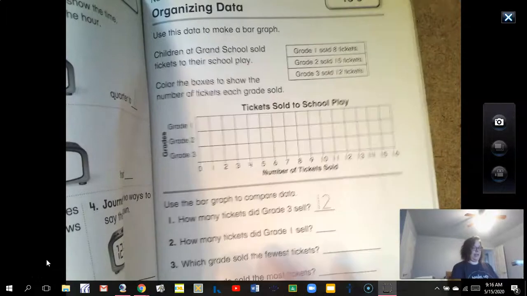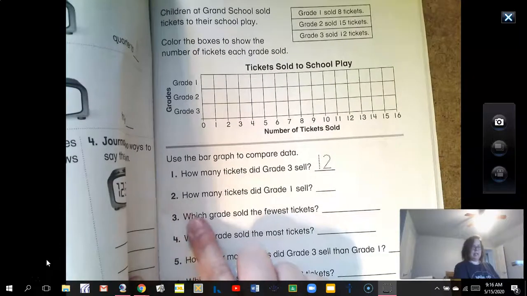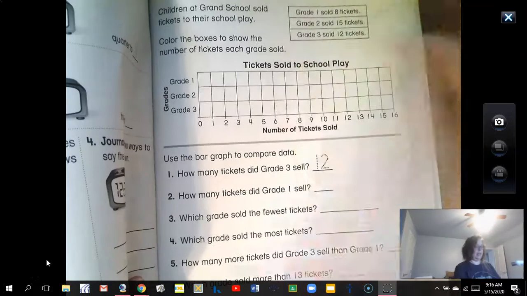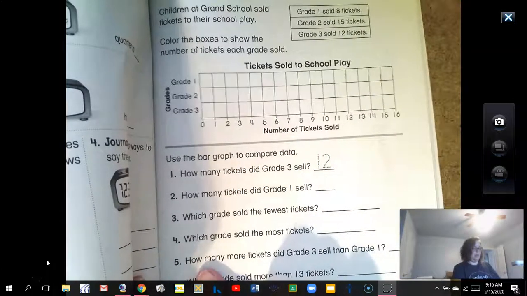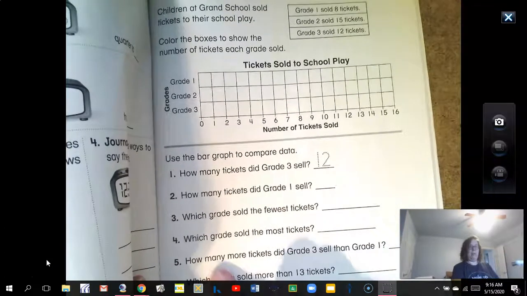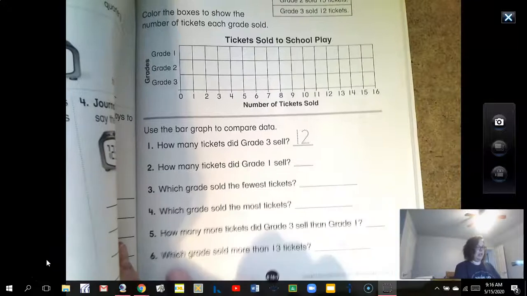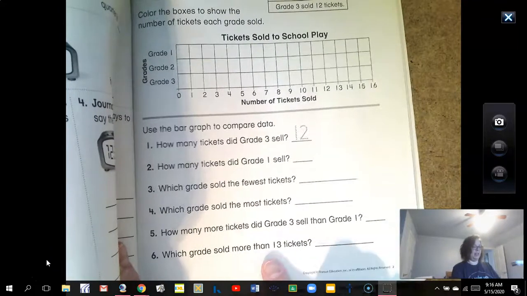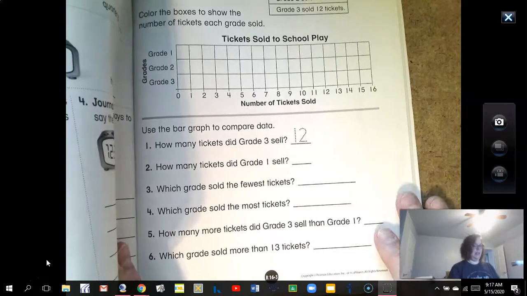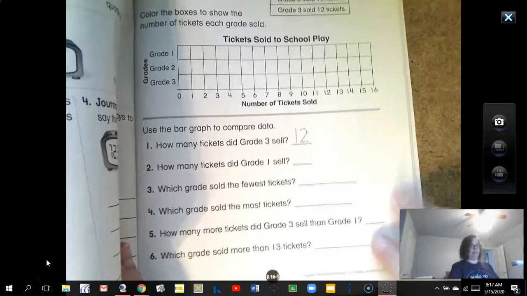All right, and you want to answer these questions. Like here it says how many, you're going to put a number. This one says which grade sold the fewest, so you're going to write the word grade 1 or grade 2 or grade 3. Which grade here? How many more tickets did grade 3 sell than? So how many? That's going to be a number. And I want you to show your work over here. You're going to have to do an operation. And which grade sold more than 13 tickets? So you'll have to look and see and write the grade, the word, and then the digit. Okay?